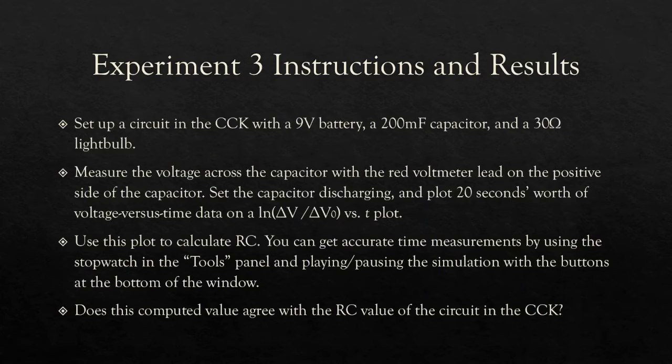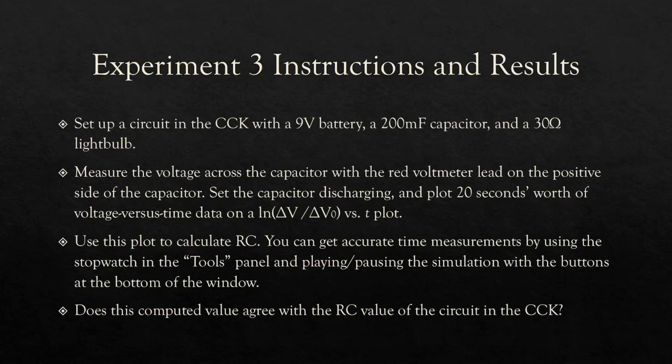Alright, for experiment 3, set up a circuit in the CCK with a 9 volt battery, a 20 millifarad capacitor, and a 30 ohm light bulb. Measure the voltage across the capacitor with the red voltmeter lead on the positive side of the capacitor. Set the capacitor discharging and plot 20 seconds worth of voltage versus time data on a natural log delta V divided by delta V0 versus time plot.